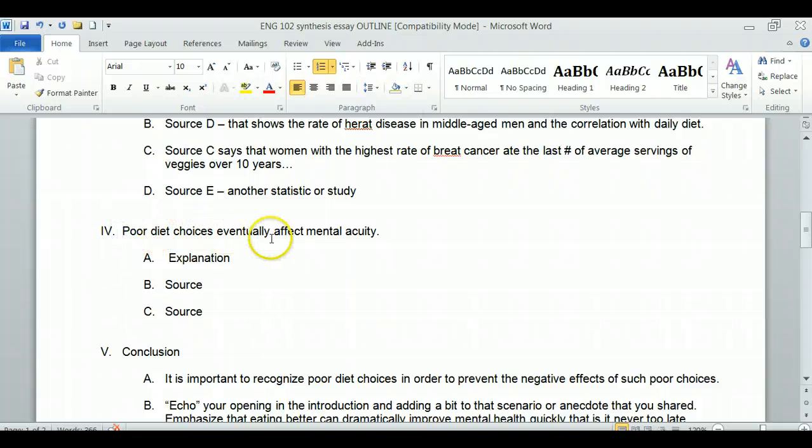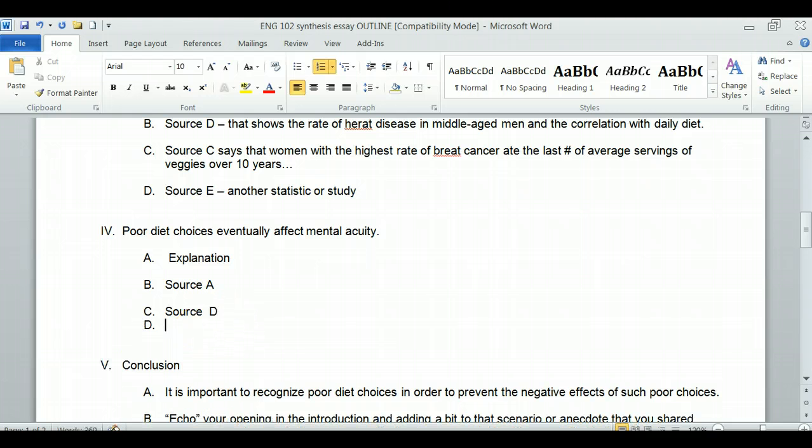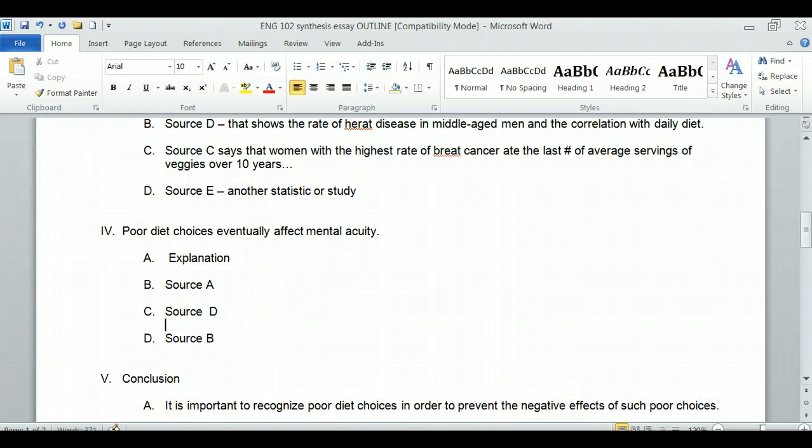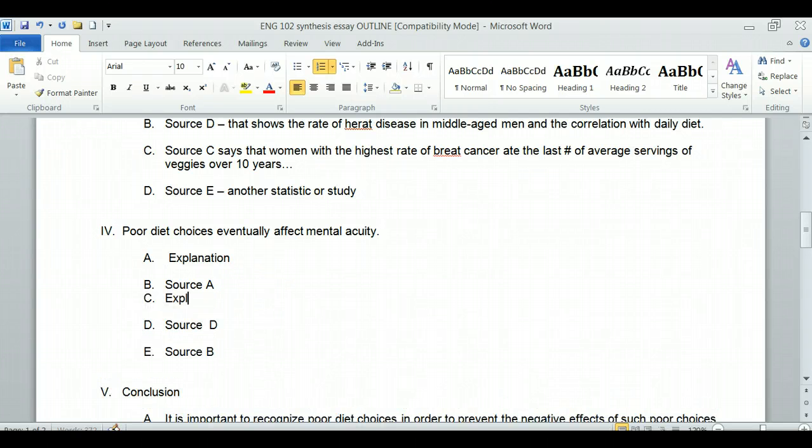Finally, poor diet choices affect mental acuity. So I'm going to explain. I might come back to source A, source D, and then include something else from source B. And you'll notice these are in this order because they kind of flow in the explanation that I want to share. In between these sources, you will, of course, have your own explanation and transitions.